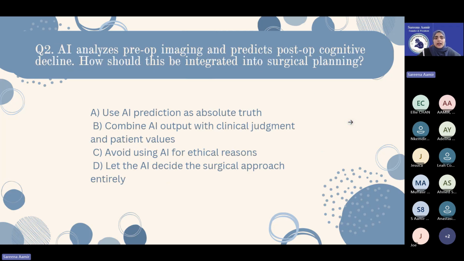Okay, question two. AI analyzes preoperative imaging and predicts postoperative cognitive decline. How should this be integrated into the surgical planning? A, use the AI prediction as absolute truth. B, combine AI output with clinical judgment and patient values. C, avoid using AI for ethical reasons, such as what Anastasia previously touched upon about the ethics and responsibilities of using AI. Or D, letting the AI decide the surgical approach entirely. 30 seconds.